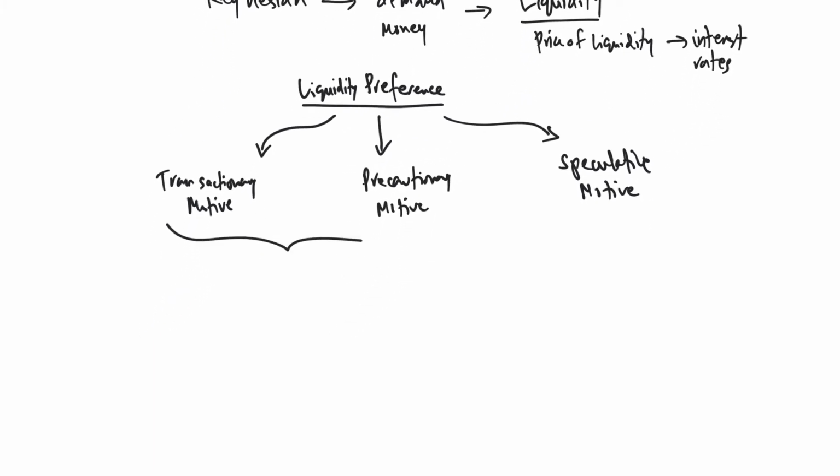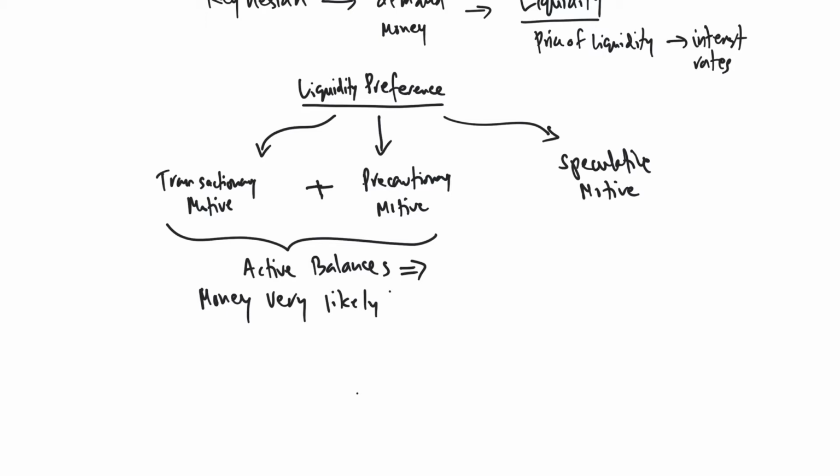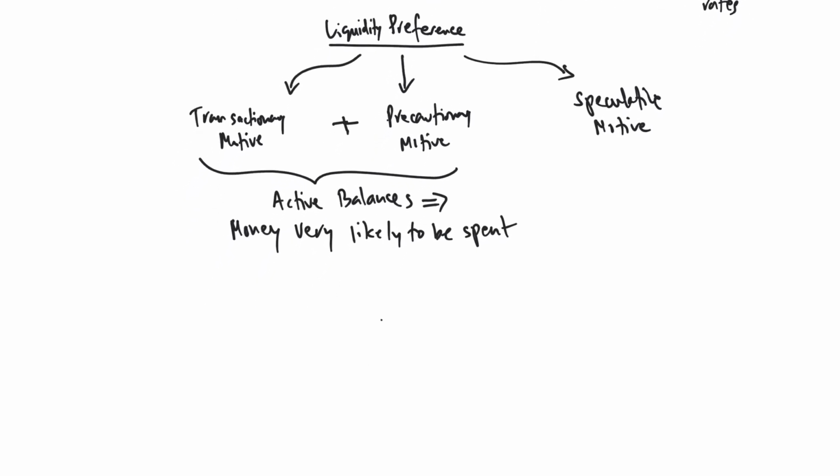The transactionary and precautionary motives are what we sometimes call active balances. Active balances mean money very likely to be spent. It's the money that you have which is very likely to be spent because you are actively going to spend it. So what exactly is this active balance?